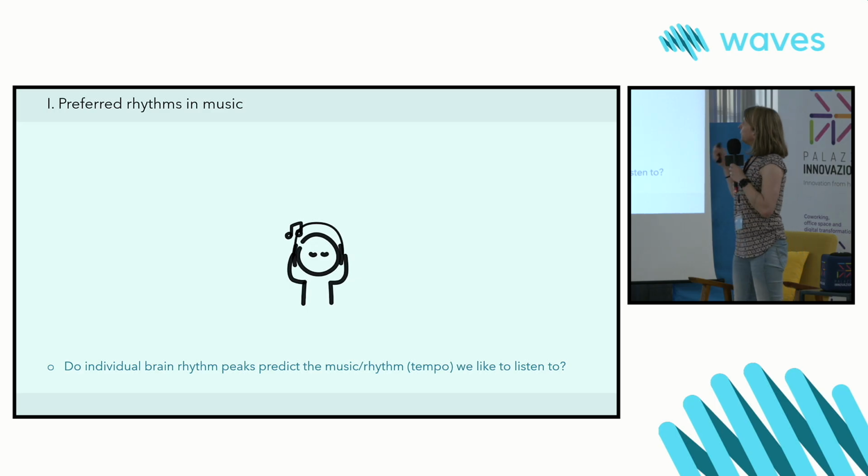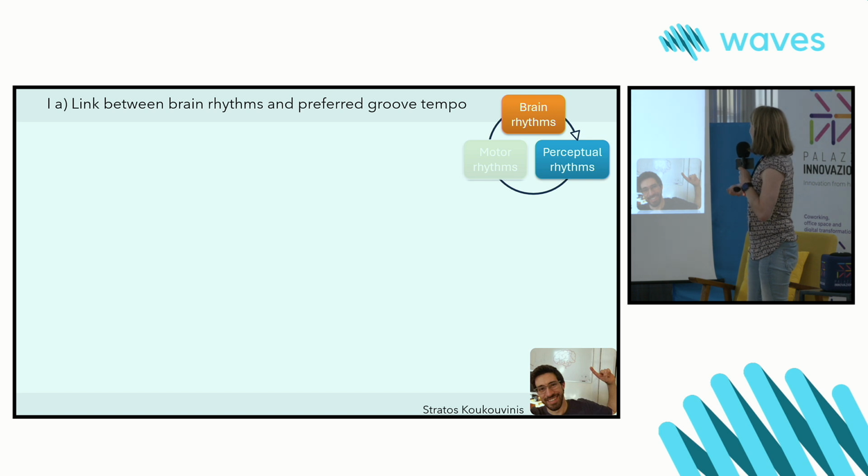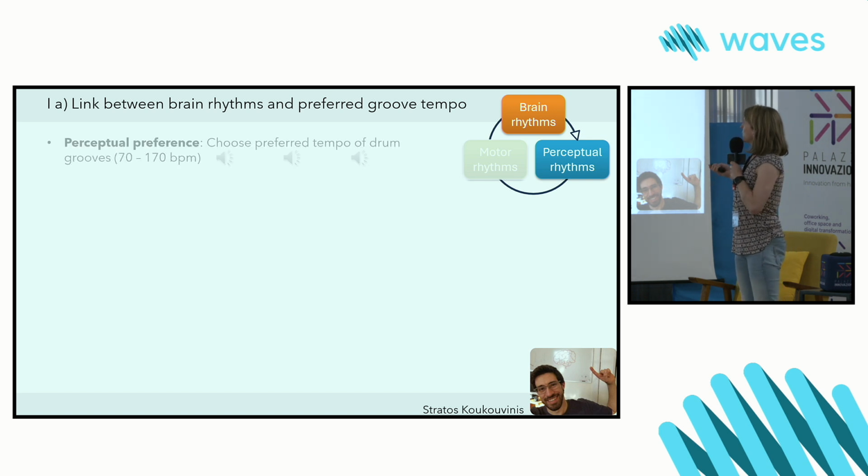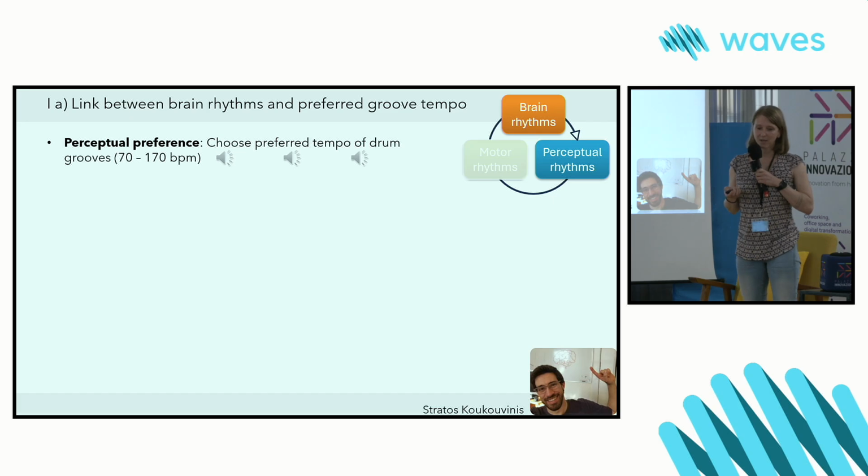So now I want to go briefly into music and speech and talk you through some results. In one study here that is also preliminary, we wanted to know whether individual brain rhythm peaks predict the rhythm or the tempo that participants like to hear. And this was done by an undergraduate student. What we did is we gave people a task where they had to rate different drum grooves and choose which one was closest to their preference.